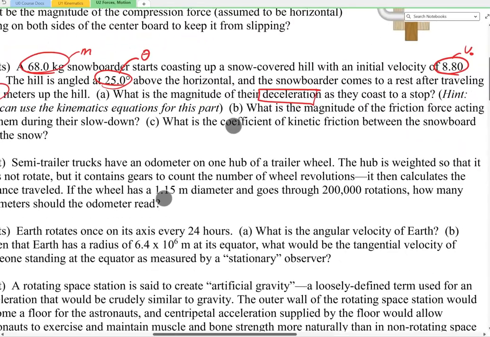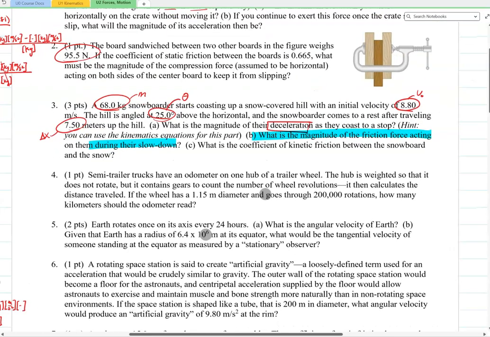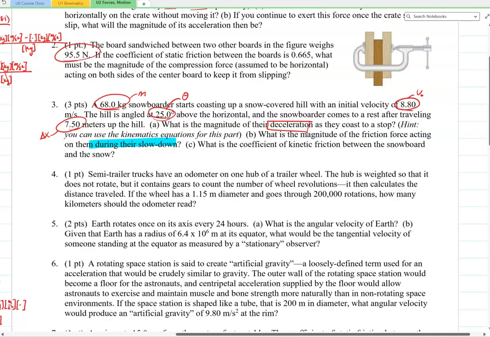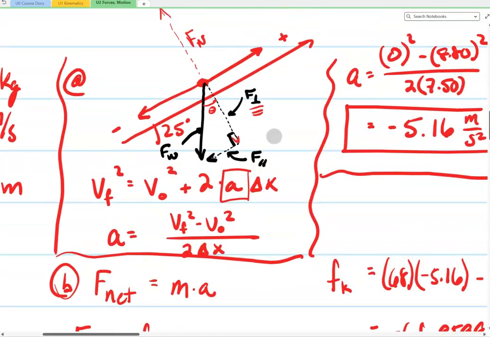Now, when we look at part B, this one's kind of interesting. Now we do have to account for the angle. What's the magnitude of the friction force acting on this skier during their slowdown? Okay, so now we get into some interesting stuff for this particular unit.